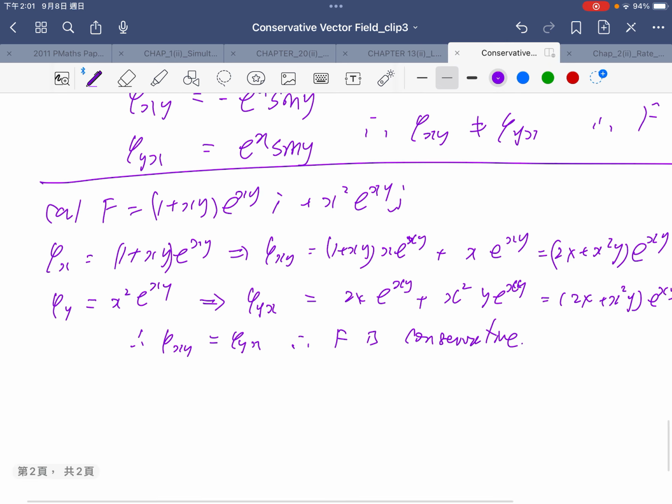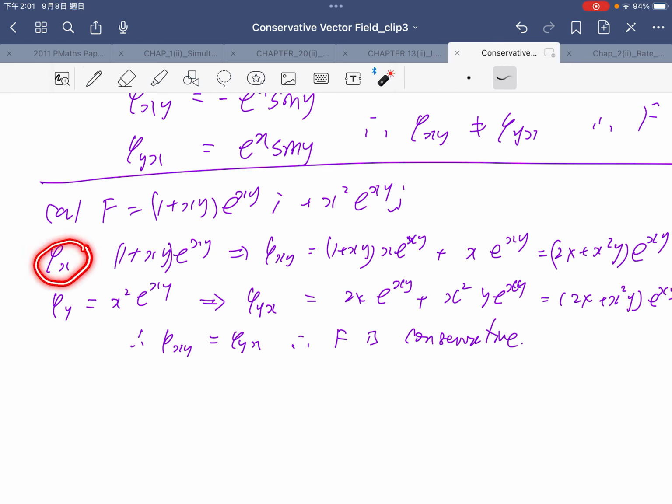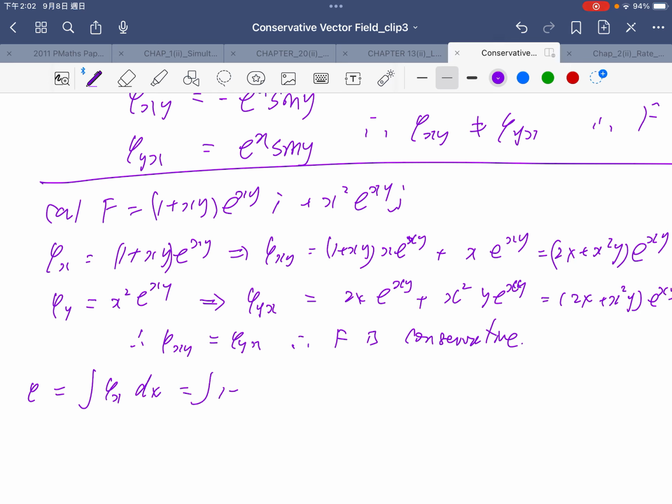Okay, and the next step is how to find this conservative function phi(x). We can integrate this function with respect to x. Therefore, phi is equal to the integral of phi_x dx. That means integrate 1 plus xy e to the power xy dx.